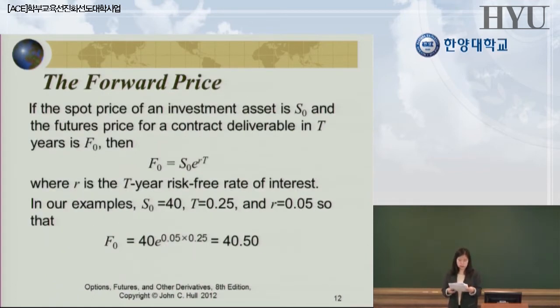To generalize this example, we consider a forward contract on an investment asset with price S0 that provides no income. The relationship between F0 and S0 is like this. If F0 and S0 multiplied by the interest rate are different, there can be arbitrage opportunities.